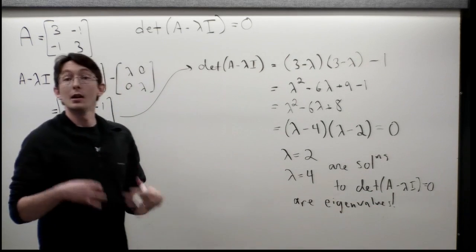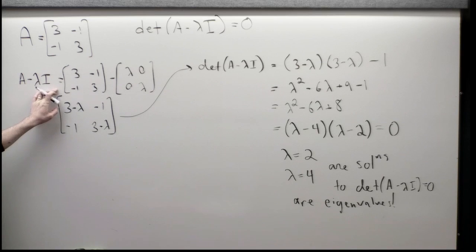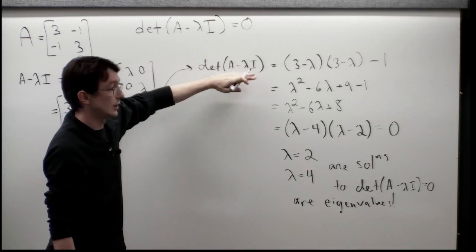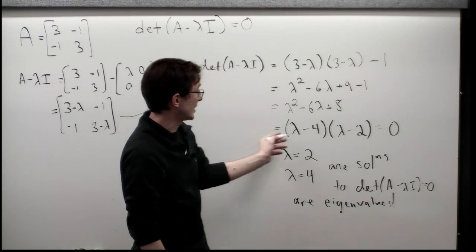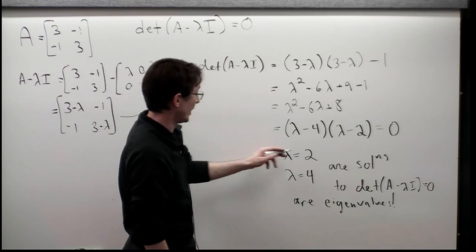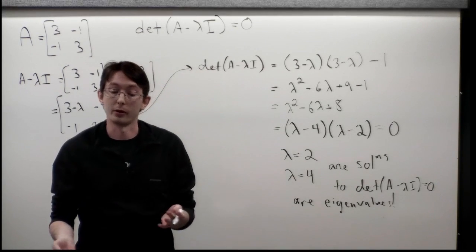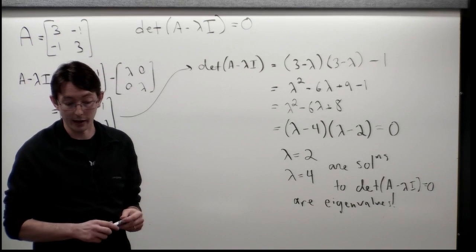Okay, so this is how we do it for an example. If I have a matrix A, I look at A minus lambda I, pretty simple. I compute the determinant of that matrix. I get a polynomial in lambda. I set that polynomial equal to 0, and I solve for lambda, right? I get lambda equals 2 and lambda equals 4. Those are the values we got earlier when we guessed our special eigenvectors.